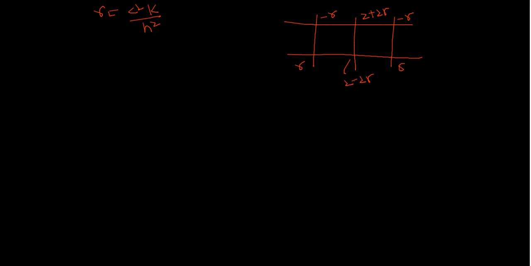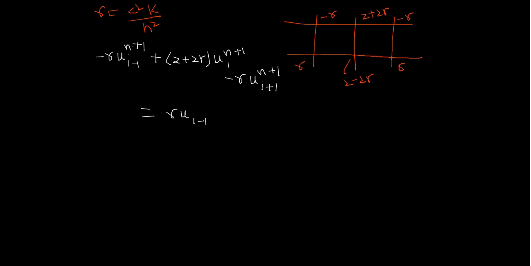So what it is: minus r u_{i-1}, n plus 1, plus 2 plus 2r u_i, n plus 1, minus r u_{i+1}, n plus 1, equals r u_{i-1} at the nth level, plus 2 minus 2r into u_i at the nth level, plus r u_{i+1} at the nth level. Okay, so this is the scheme, the formula that we are going to use.